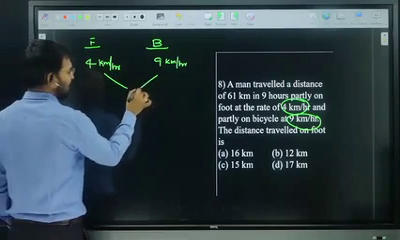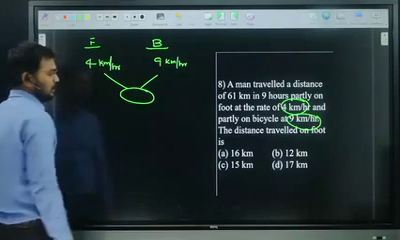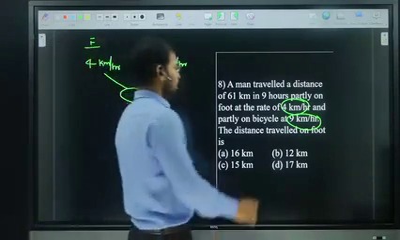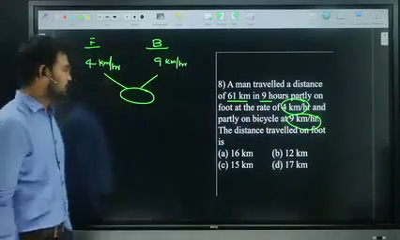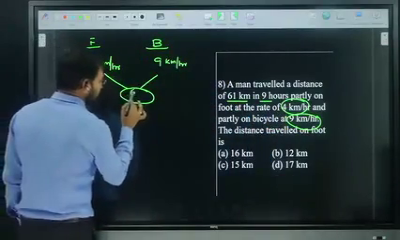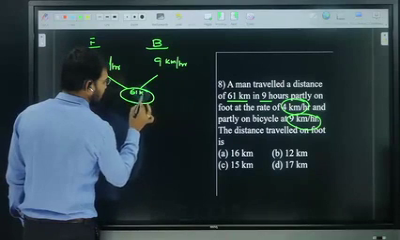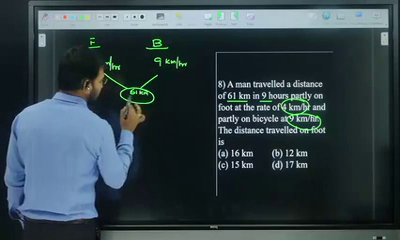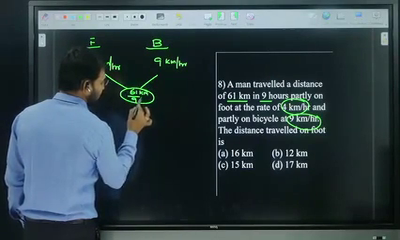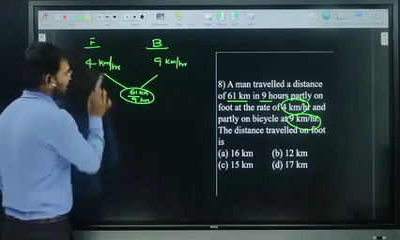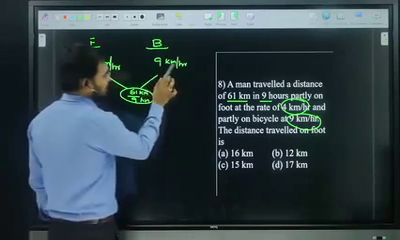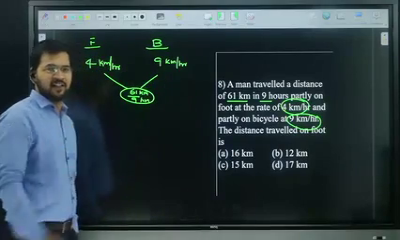But if you observe the average speed, total distance is 61 kilometers, total time is 9 hours. This is also kilometers per hour. All of you clear?